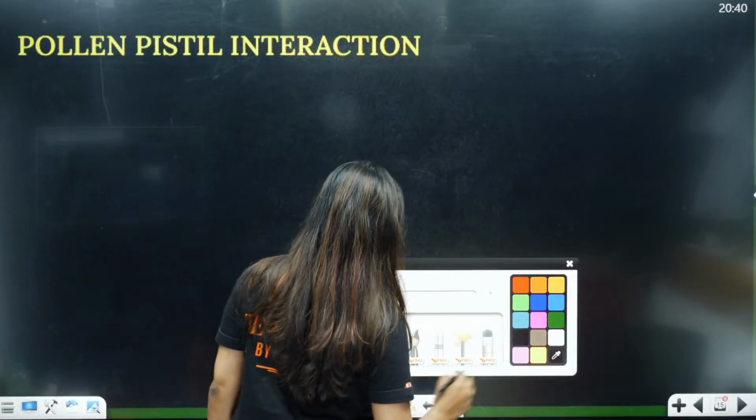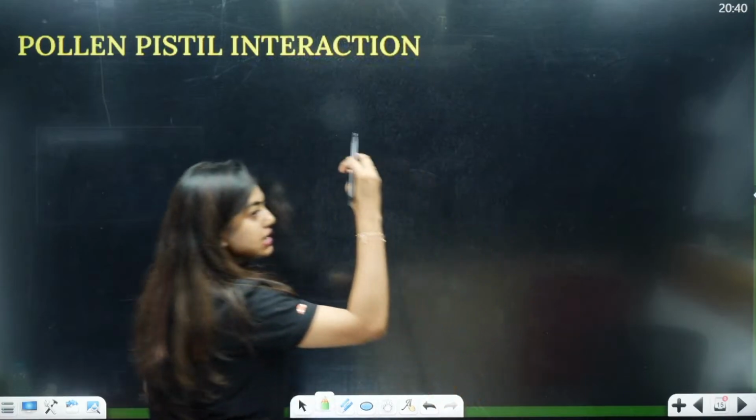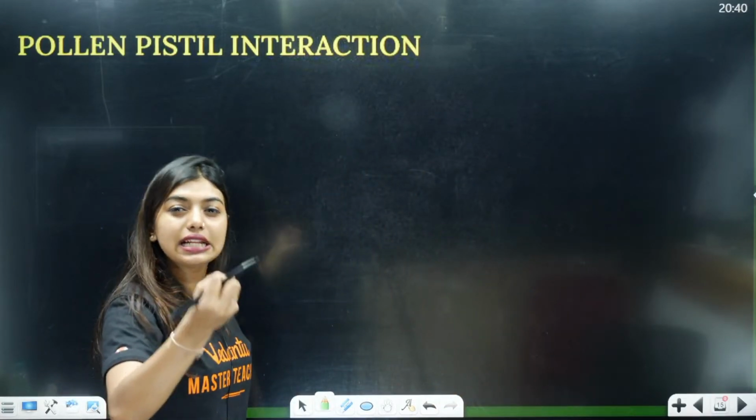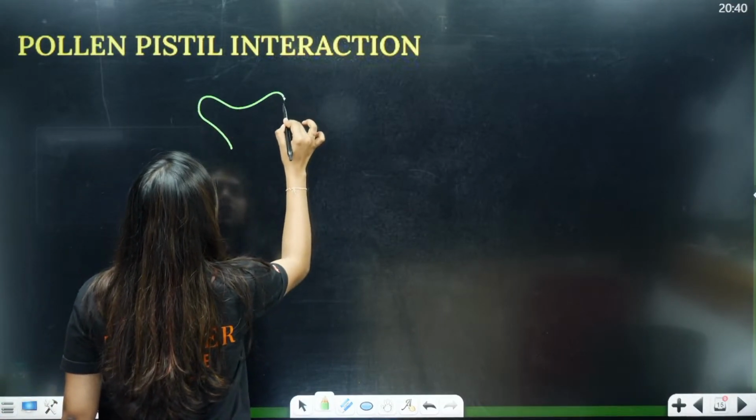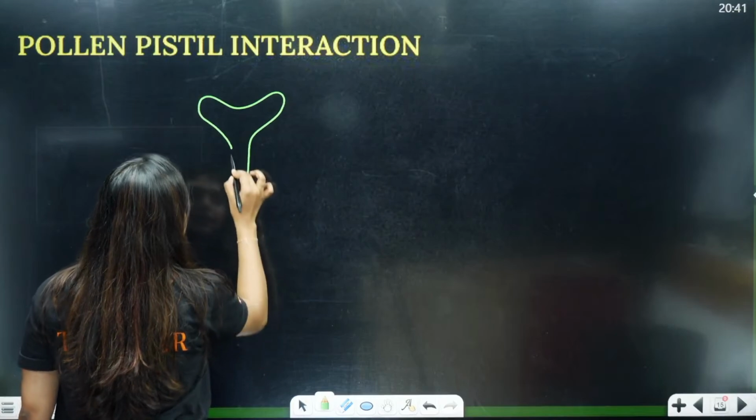So here what is going to happen, students? As you know, pollen grains are going to fall on the stigma because the stigma is the landing place, right? So let's draw one stigma. This is your stigma. This is the style.